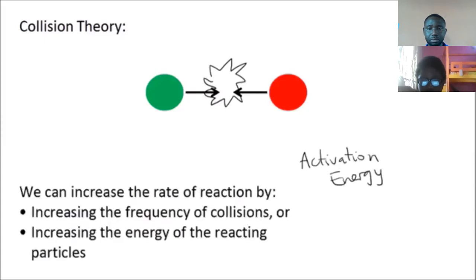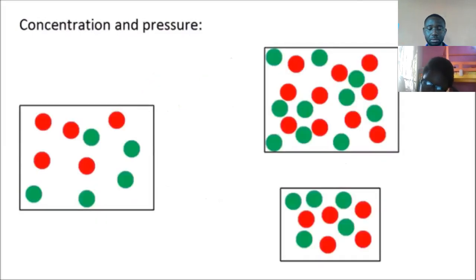So there are 2 ways that we can increase the rate of reaction. We can either increase the frequency of collisions, so more collisions, or we can increase the energy of the reacting particles. If we do either of these, or both, we can increase the rate of reaction. So first, let's look at concentration and pressure. Increasing the concentration and increasing the pressure both lead to an increase in the frequency of collisions, because the particles are more crowded together. Let's take this as a container with some particles in it, the red particles and the green particles, which need to react with each other.